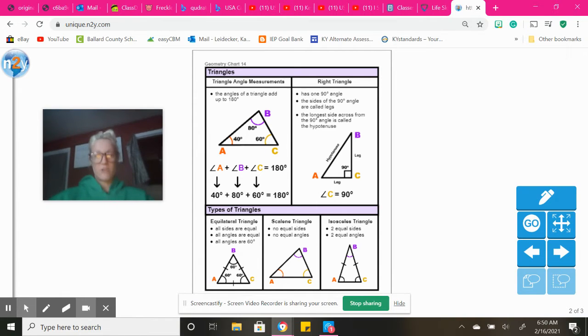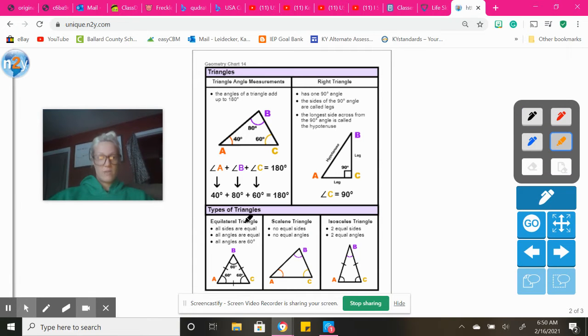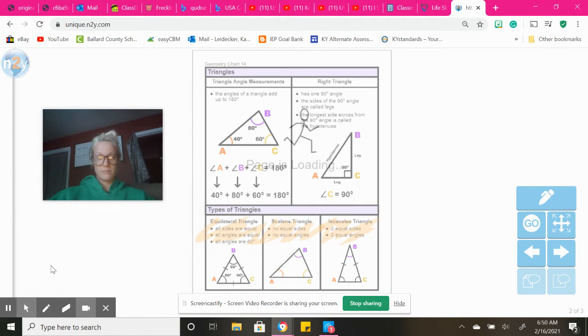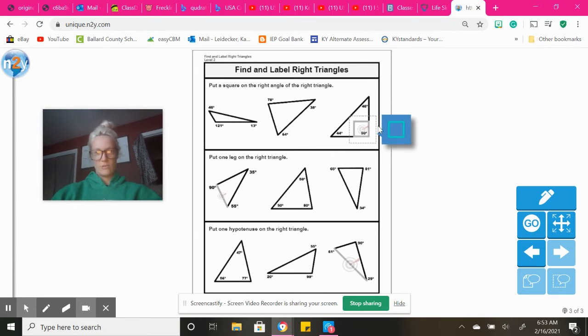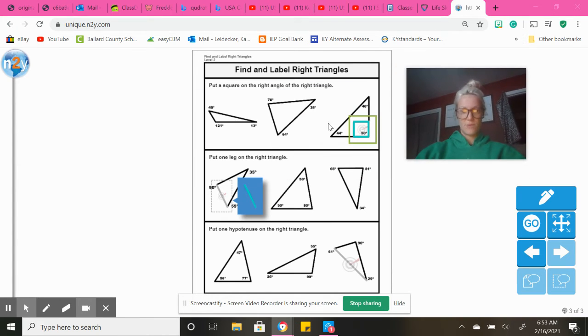So we have the equilateral, where all the angles are equal, the scalene, where none of them are equal, and then the isosceles, where only 2 of them are equal. So this right here is the important vocabulary for that. Okay, on the next slide here, you put a square on the right angle of the right triangle. So all we're doing is placing that piece onto the correct right triangle.